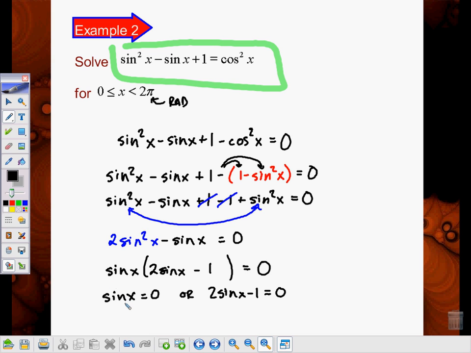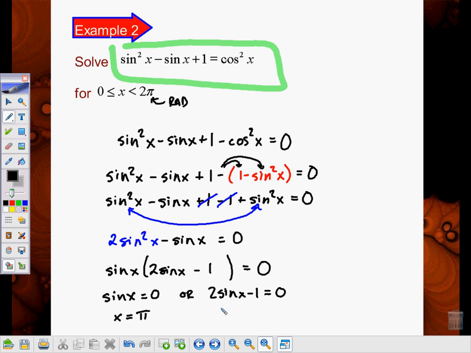So if this first one's the case, where between 0 and 2 pi does sine equal 0? Well, that's going to happen at pi radians. So x equals pi. It would happen again, actually, at 2 pi, but notice the restriction on the domain says that we cannot be equal to 2 pi. So we're just stuck with pi there.